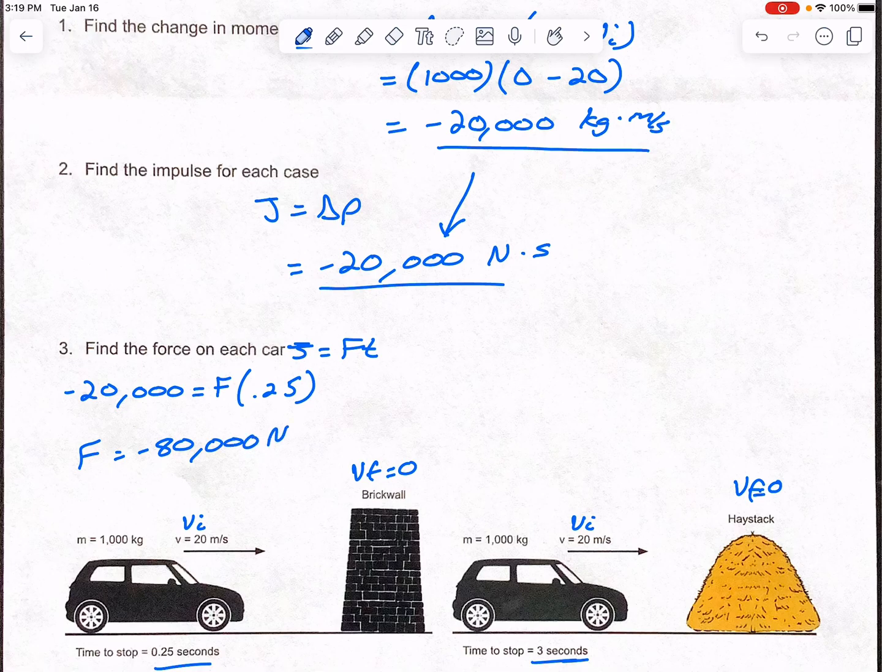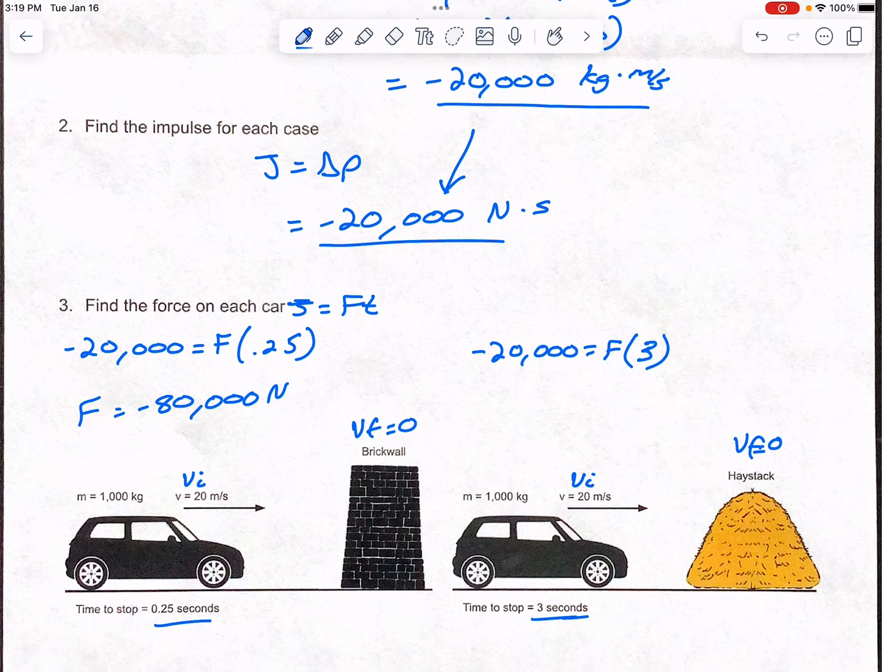Okay, so now we're going to compare that to the hay. So we're going to take that same impulse, so negative 20,000 equals force times time. Now my time is 3 seconds. Okay, so divide both sides by 3, and you're going to get a force of negative 6,667 newtons. And if newtons is force, you can probably figure out which one you would rather feel, the 80,000 newtons or the 6,667 newtons. I'd rather feel the less one.